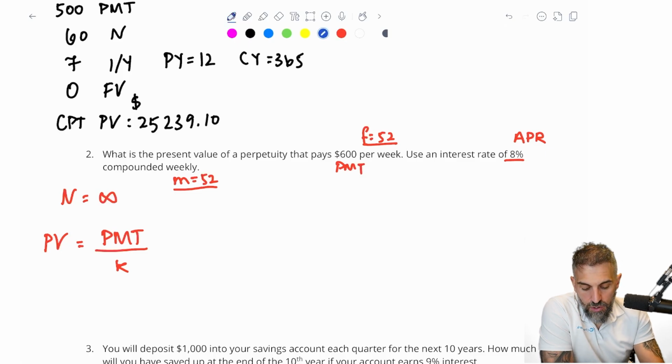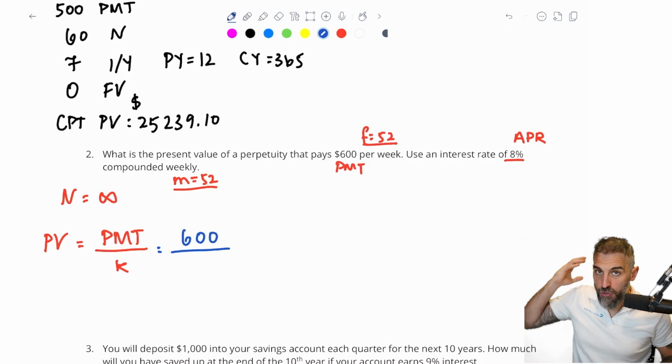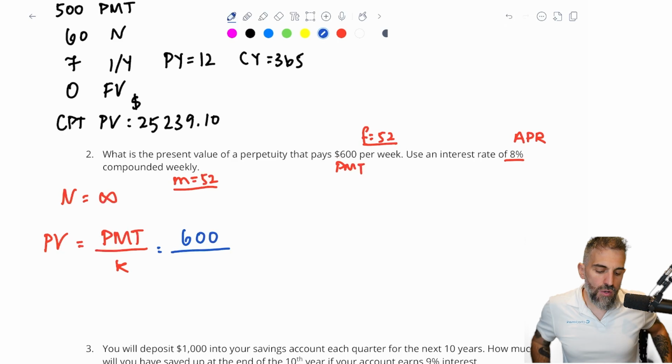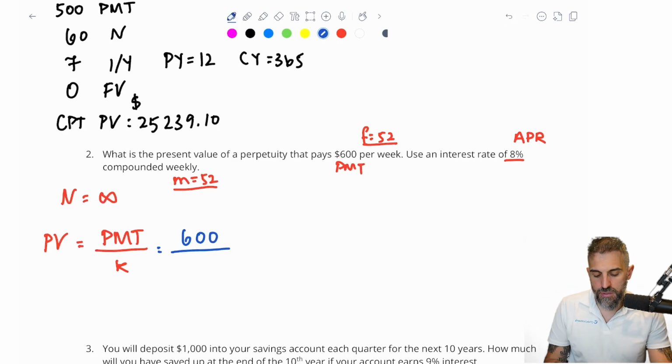Interesting. So I know that this is the formula I have to use, but first I have to make sure, do I have my payment? I do. I have 600. And do I have K? And this is where the filter system starts. Okay, I know I have APR, so I need to convert it. Okay. So now my M and my F are the same.